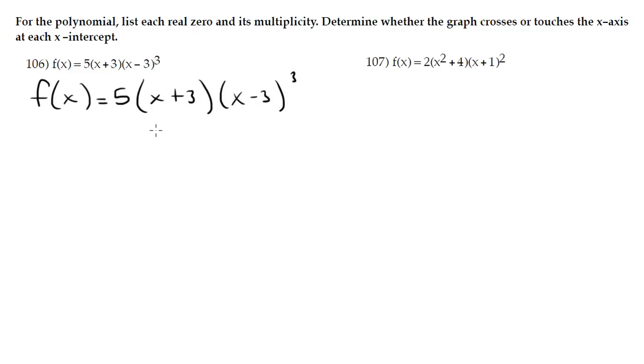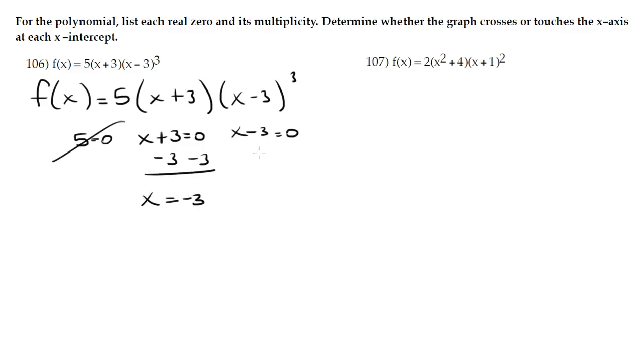To find the zeros, I'm going to set each of these factors equal to 0. And just the factor here, I don't need the power, because if x minus 3 equals 0, 0 to the third still equals 0. 5 can't equal 0. But here, x equals negative 3. x equals positive 3. Here are my zeros.